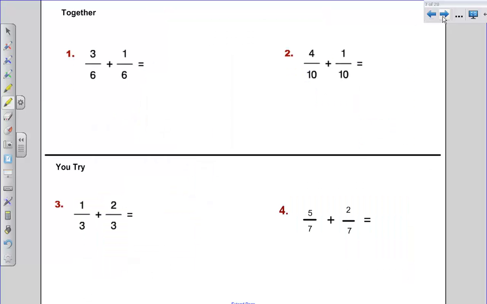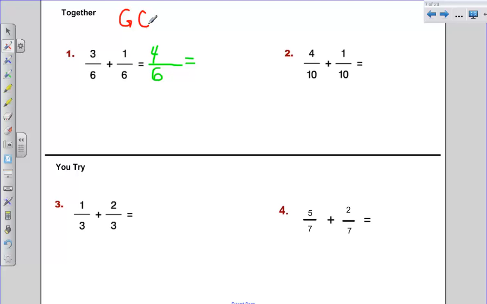Alright, so let's do some together, and then you'll do some on your own, and then we'll be ready for tomorrow. Alright, so let's take a look at these together. Again, my denominator is the same, so I'm just going to rewrite that down here. I know it's not changing. And I have 3 plus 1 is 4. So again, I'm now going to have to simplify this.